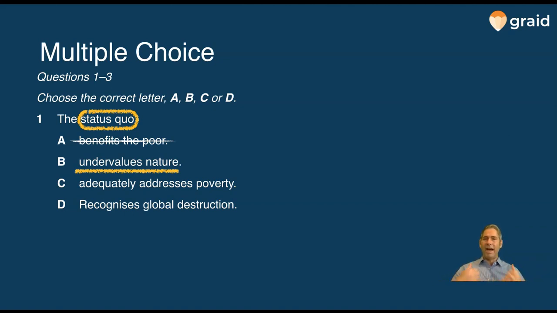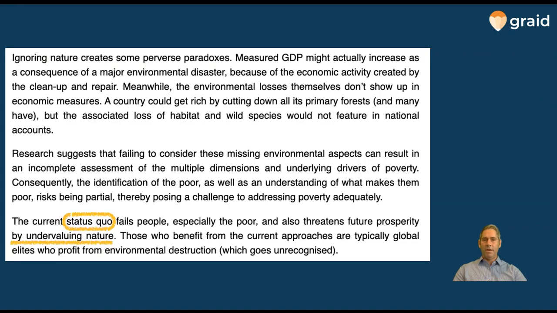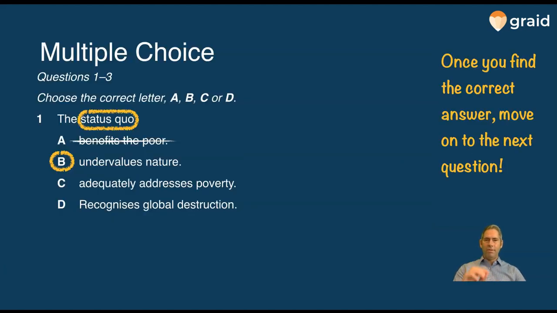The status quo undervalues nature. Now, I can find a part here about undervaluing nature, so I read the sentence back. The current status quo fails people, especially the poor, and also threatens future prosperity by undervaluing nature. So, that is the correct answer. I'm not going to do C or D because I already have found the answer, so we definitely don't want to waste time. You do have that time limit. Once you find the correct answer, just move on to the next one.